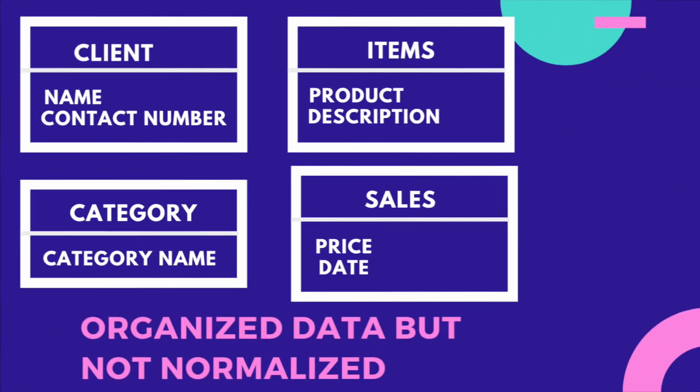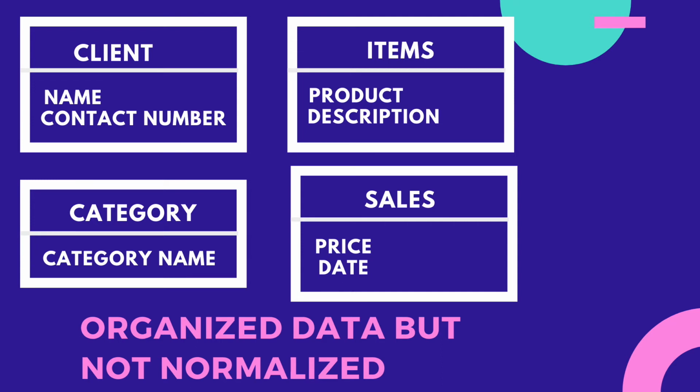If you analyze the data, it may look like this. You can group information per entity, so one for client, items, category, and sales. But this is still not normalized because you still have redundancy issue. And how will you identify who bought what or who paid that certain amount?